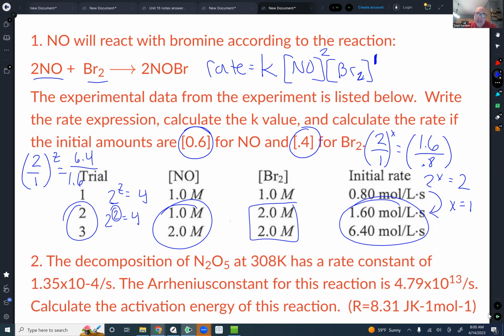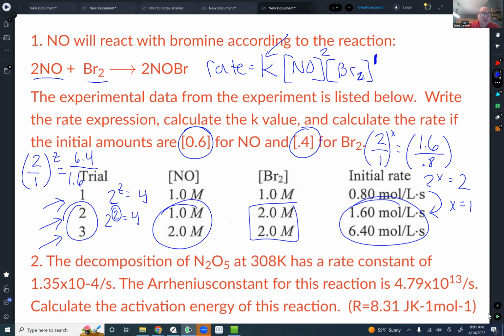The only thing that we are missing is this constant K. It is the same for every reaction at a given temperature. All of these are held at the same temperature. So we are going to now be able to plug in either trial 1, 2, or 3 into this rate law expression to solve for K. It does not matter which I choose, so I'm going to make it simple.